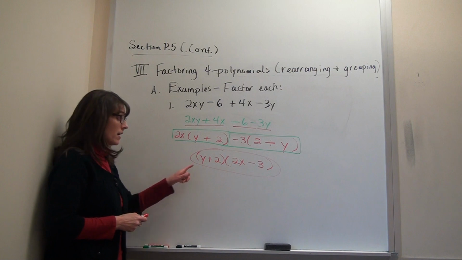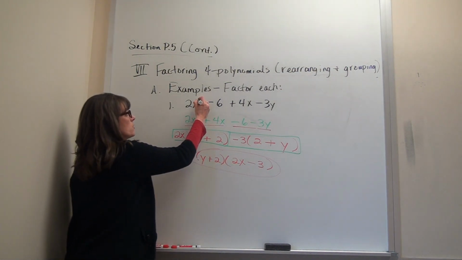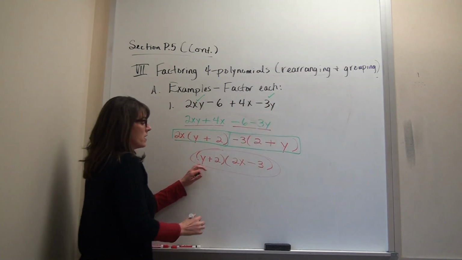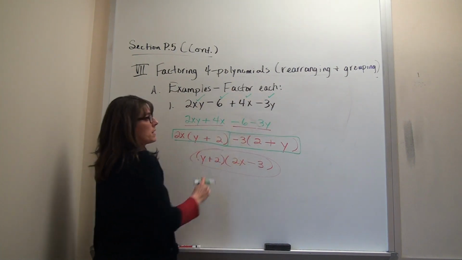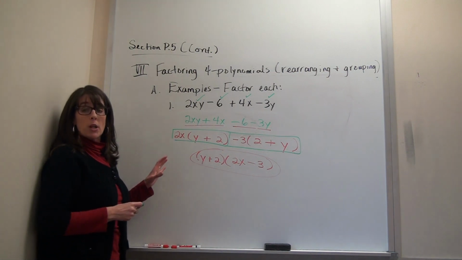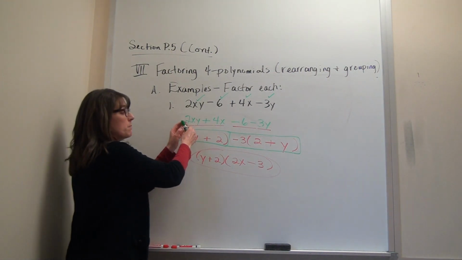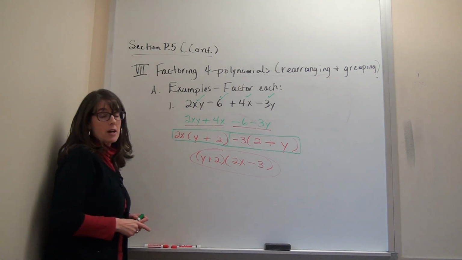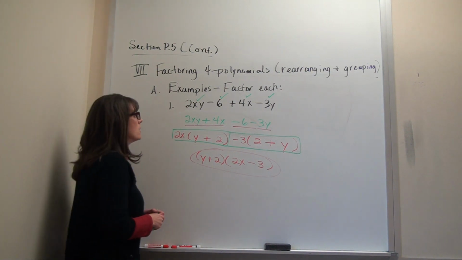And notice that if I FOIL this to check it, a y times a 2x will give me that 2xy. A y times a negative 3 will give me that negative 3y. 2 times a 2x will give me a 4x, and 2 times a negative 3 will give me my negative 6. So it does, in fact, work. So with 4 polynomials, like I said, you just rearrange until you are able to make pairs so that within those pairs you can factor something common out, creating that common binomial. It's very much based on that factoring by grouping.